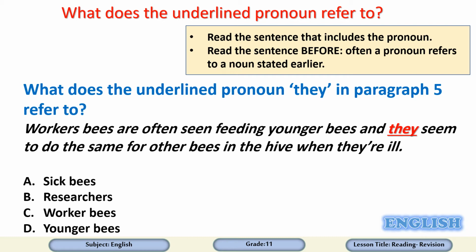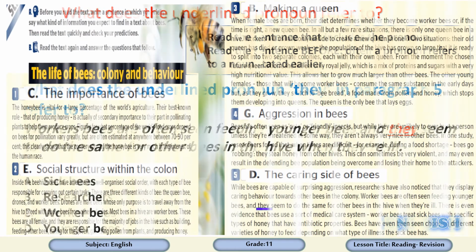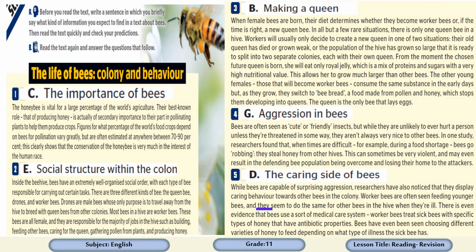What does the underlined pronoun they in paragraph 5 refer to? You are given here four choices: sick bees, researchers, worker bees, and younger bees. Let's look at the sentence in paragraph 5. So the word they is in the second sentence. Worker bees are often seen feeding younger bees, and they seem to do the same for other bees in the hive when they are ill.